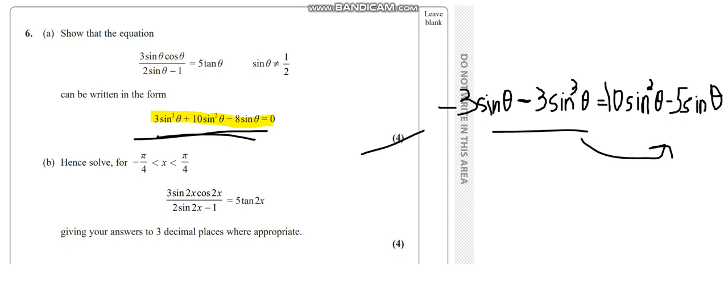Now moving on to the B part, where the question is: hence solve for the domain that has been given, which is minus π upon 4 is less than x is less than π upon 4.